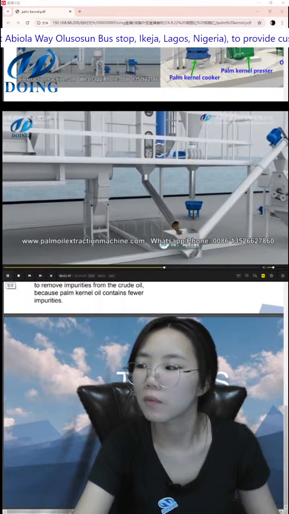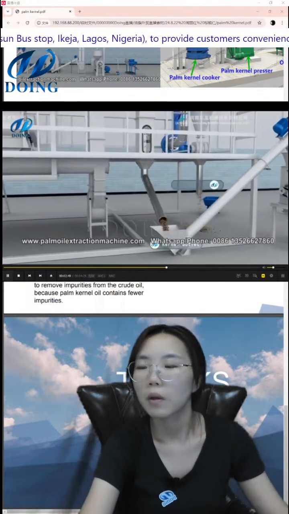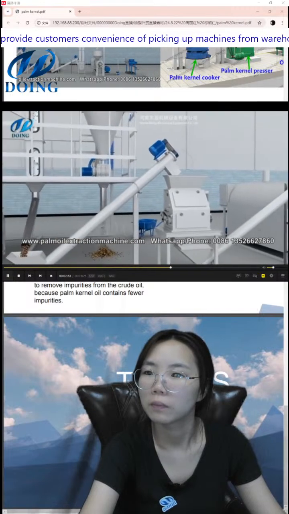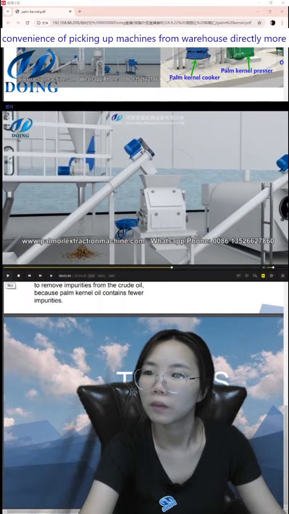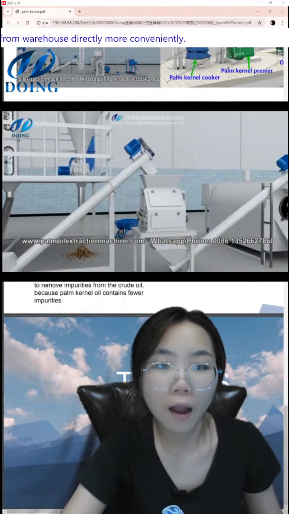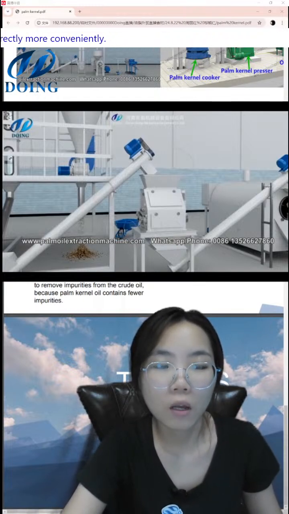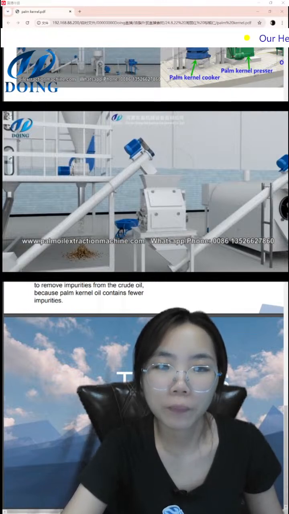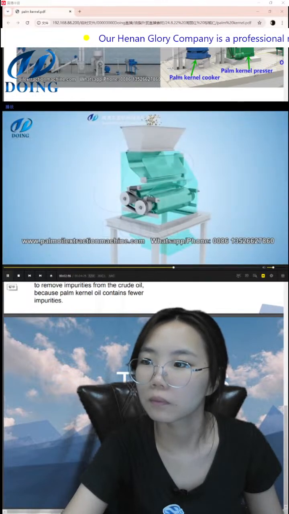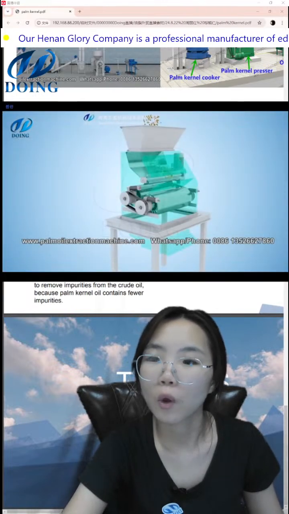Okay, we can see in the video. The palm kernel enters the crusher, and this is a crusher. Because the palm kernel is harder than other raw materials, it needs to be crushed first. We use a roller crusher, which we can see. This is a roller crusher.